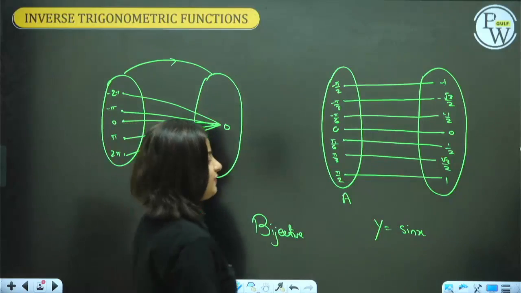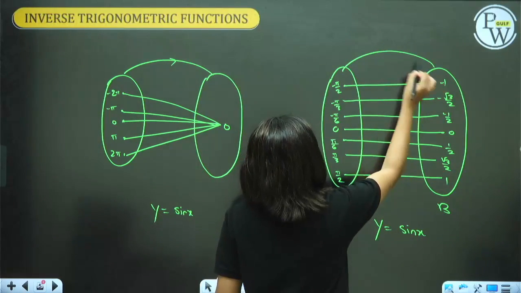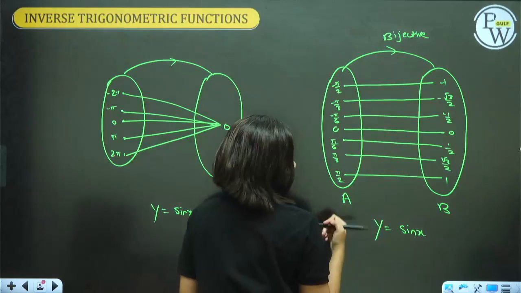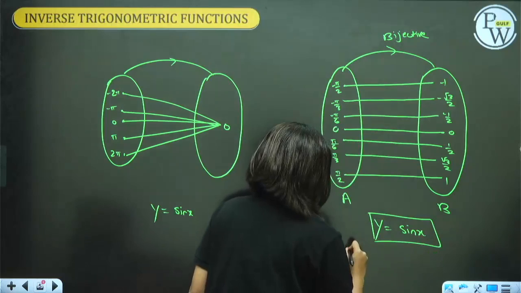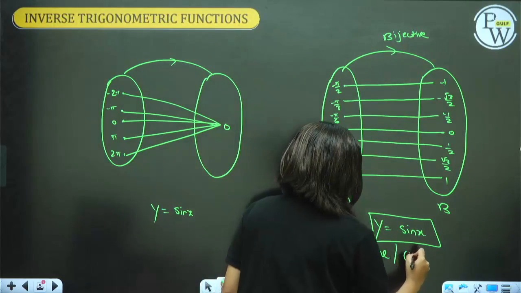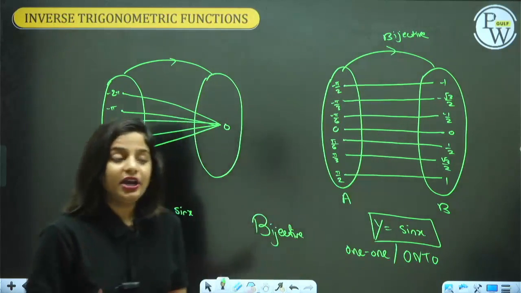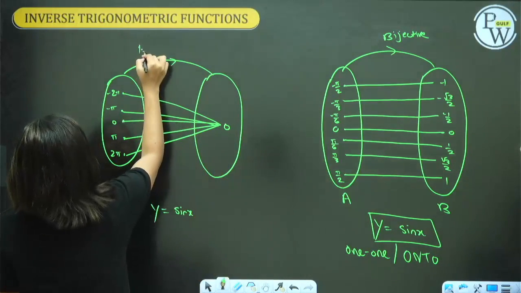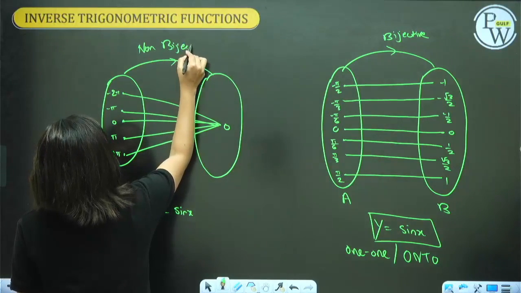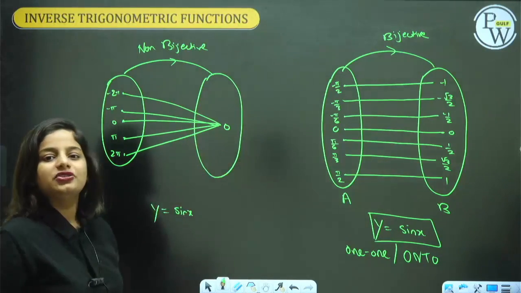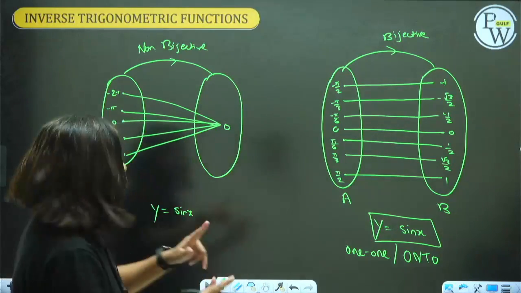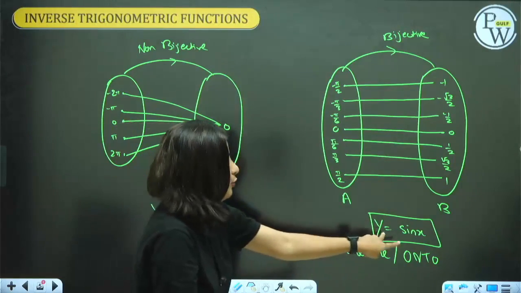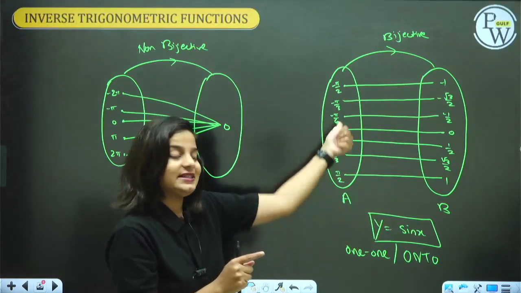Can you see this function is bijective now? This is very much a bijective function, that is, it is 1 to 1 as well as onto. How did we get from a non-bijective function to a bijective function? How did I convert this non-bijective function to a bijective function? By restricting the domain of sine x to minus 90 and plus 90.